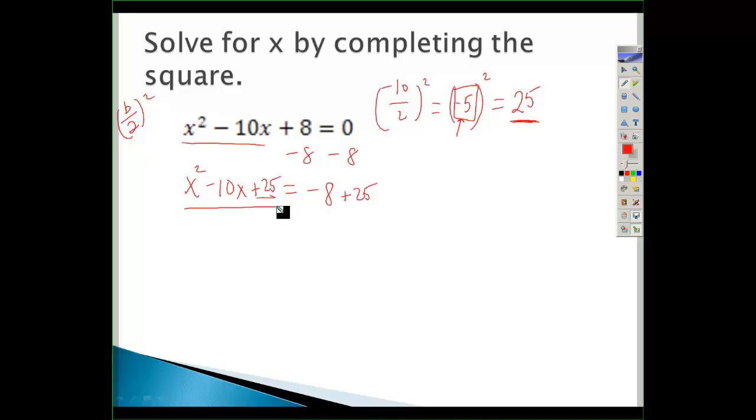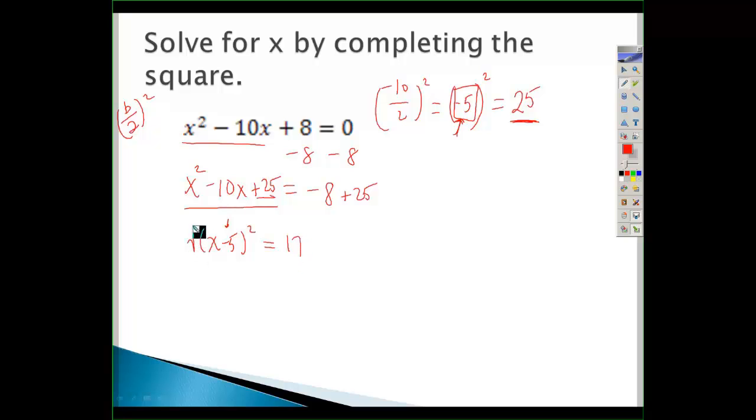Now that I've added 25 to both sides, I'm going to factor the left-hand side. X minus 5 quantity squared. And look here, this is the negative 5 that goes in the parentheses. That's always the number that goes in right after the x. That equals 25 minus 8, which is 17.